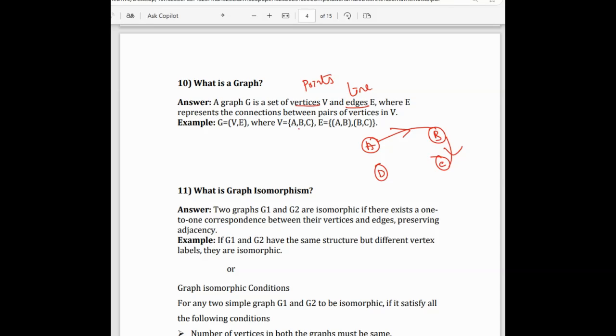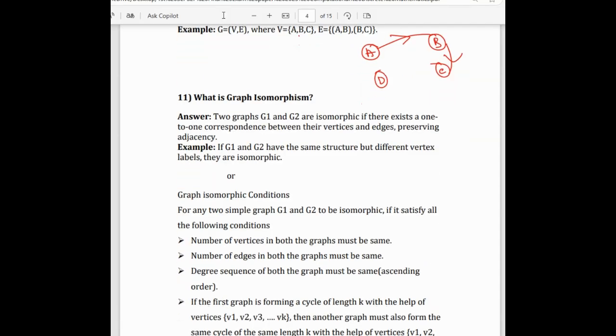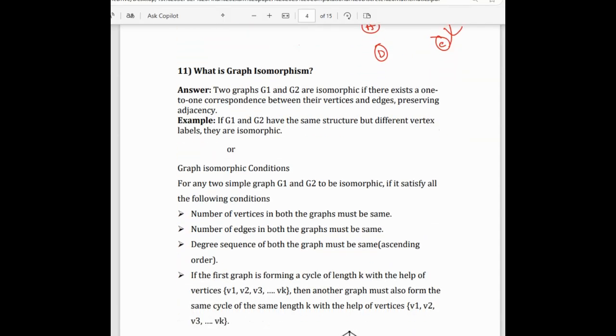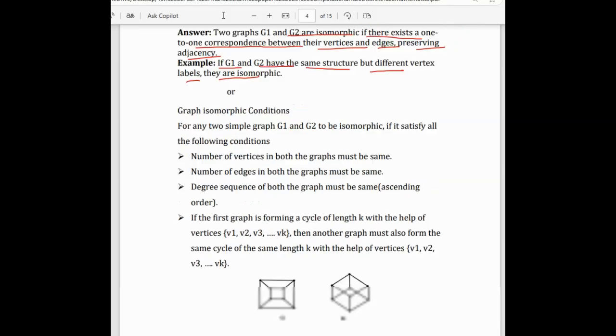Then moving on with the next one, what is a graph isomorphism? Graphs G1 and G2 are isomorphic if there is a one-to-one correspondence between their vertices and edges preserving adjacency. If G1 and G2 have the same structure but different vertex labels, they are also isomorphic. What are the isomorphism conditions?